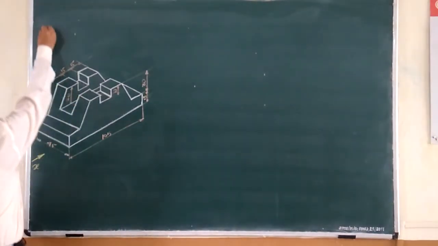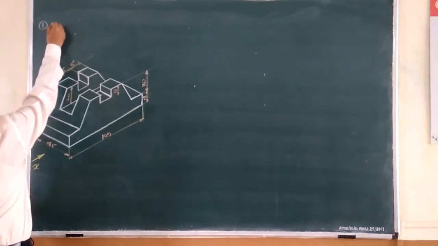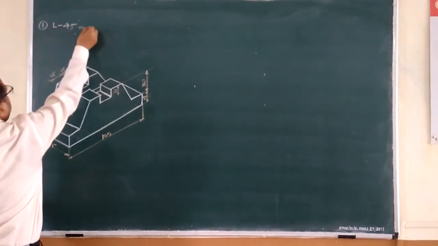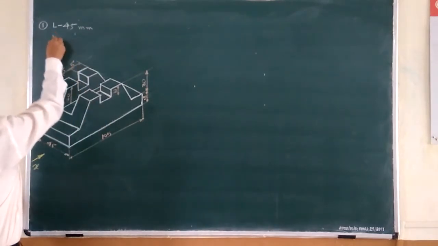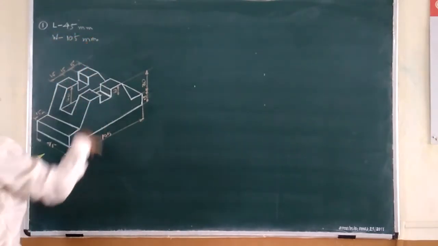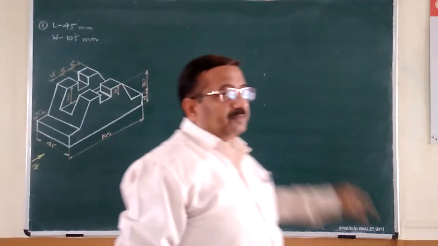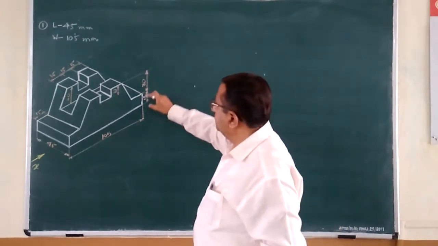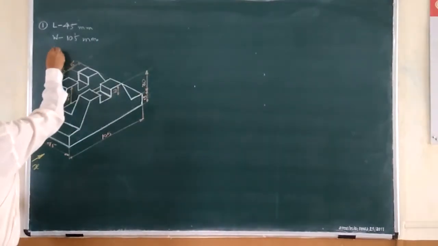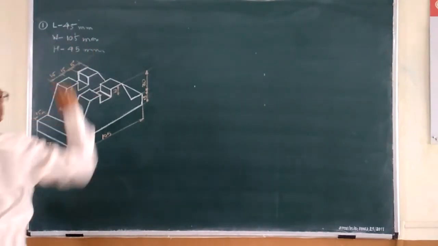So accordingly, one should note down first of all length, width and height. Length is how much? Overall maximum length is 45 mm. Similarly width 105 mm and height 15 plus 30. Two segments are given with regard to this height, 15 plus 30, and together it is 45. So height is 45 mm. This is the first step.